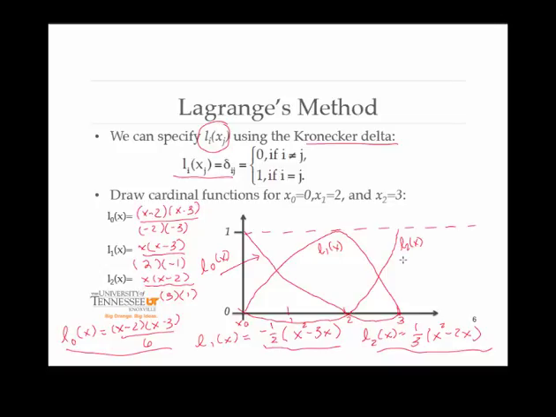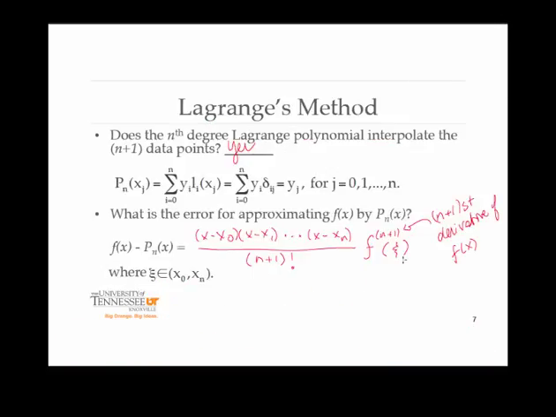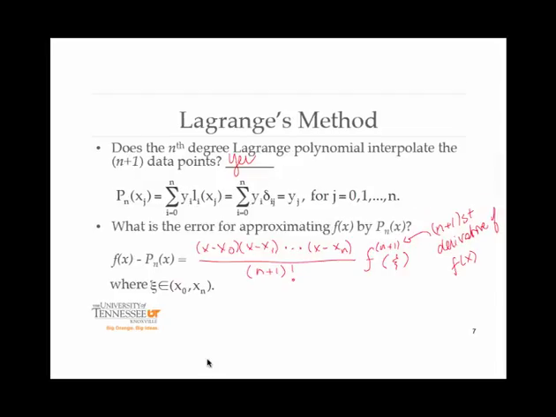So in general, as indicated in the next slide, we ask the question: does the nth degree Lagrange polynomial interpolate n+1 data points? And the answer is yes. As indicated by the formula that you see, Pn of xj would be the same as the summation of yi times li of xj. That's just the formula we've always used before.